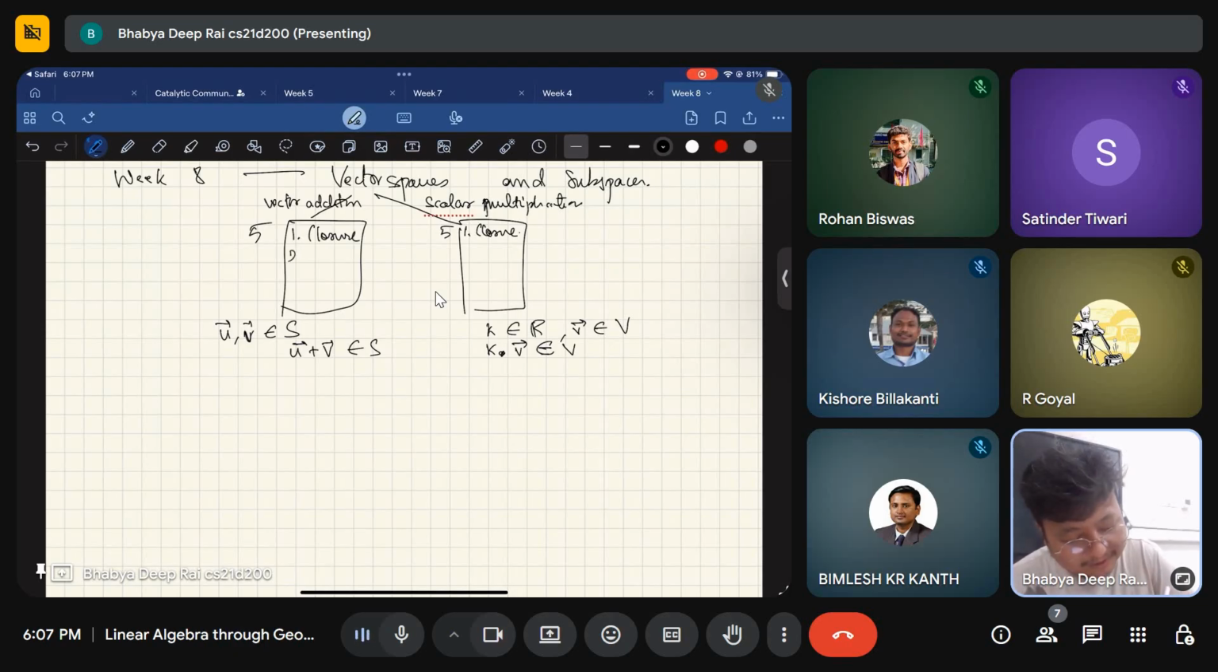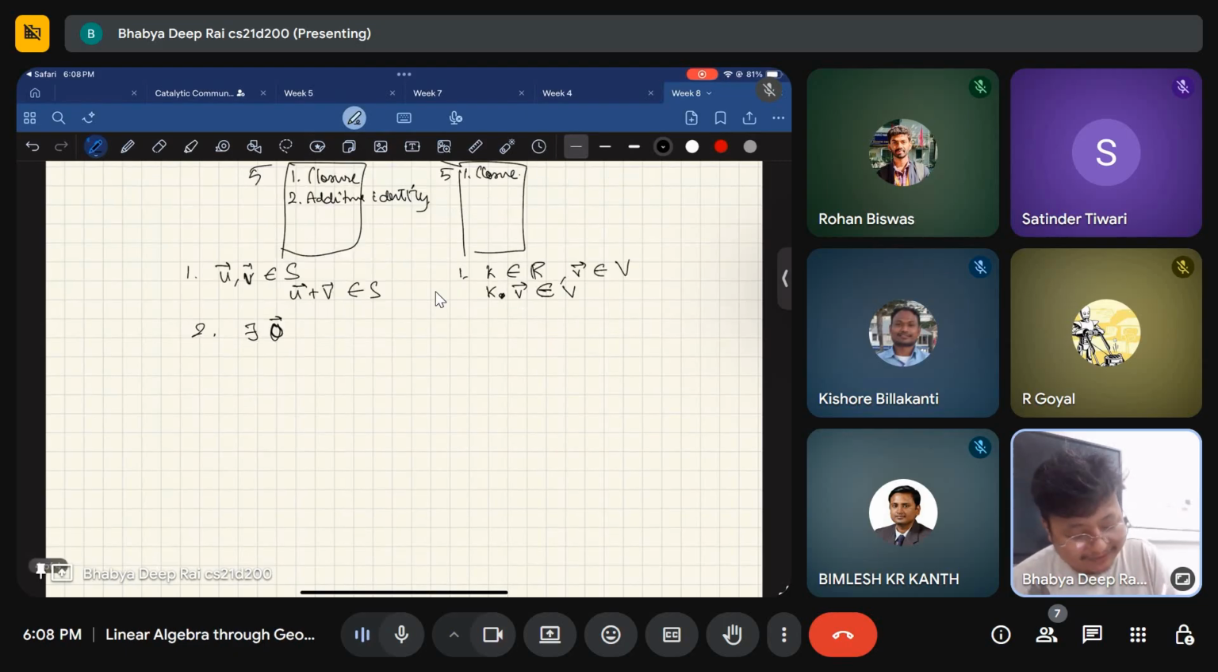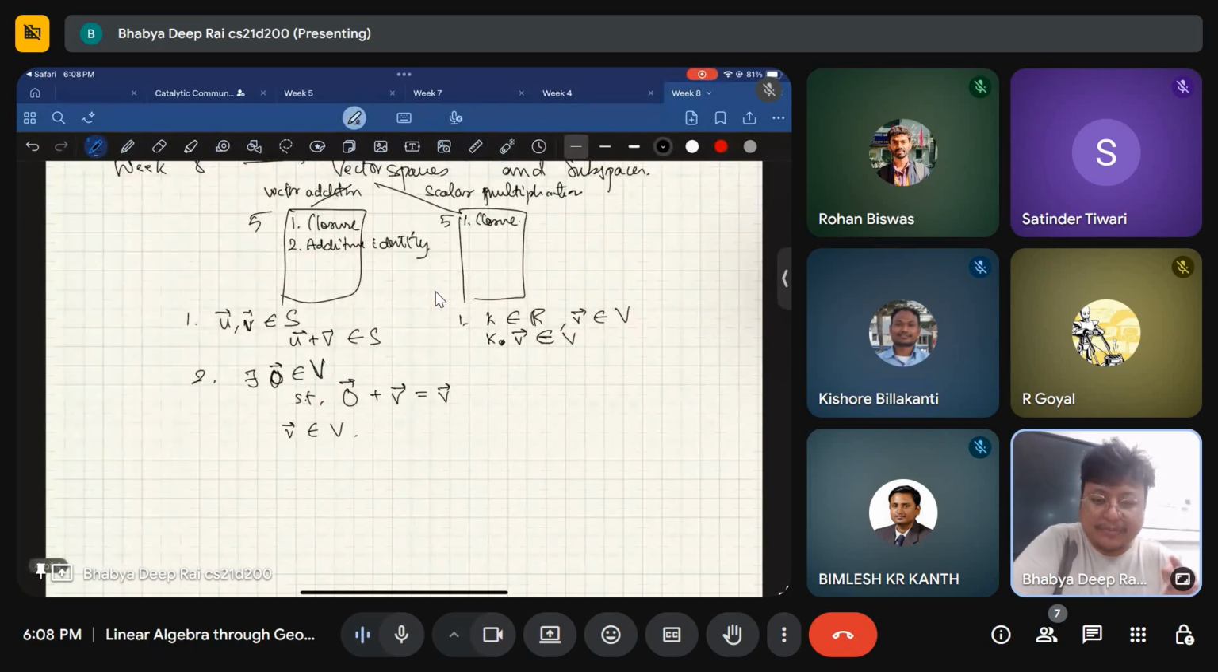The other most important property is that it should have the additive identity element, which means that there exists a vector, I'll call it 0, because it's always the 0 vector, in V, such that if I add it with any vector v, then I get v back, where this small v also belongs to the vector space V. So out of the 10 properties, these 3 properties are most important.